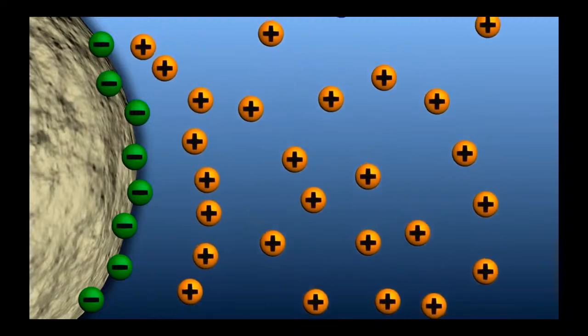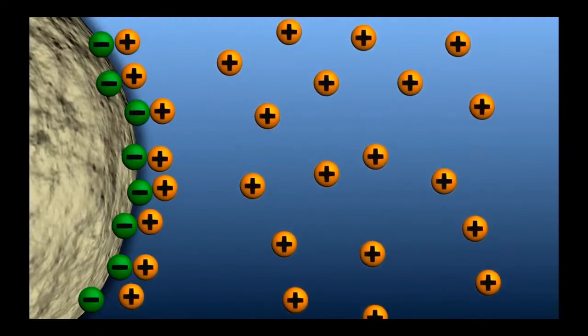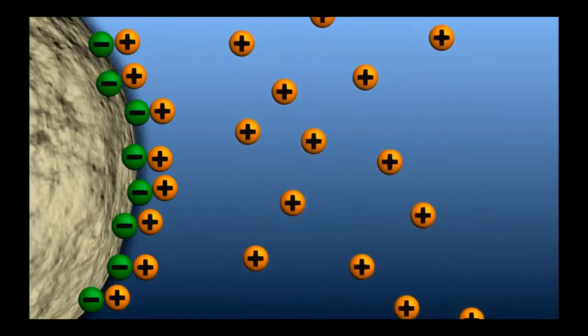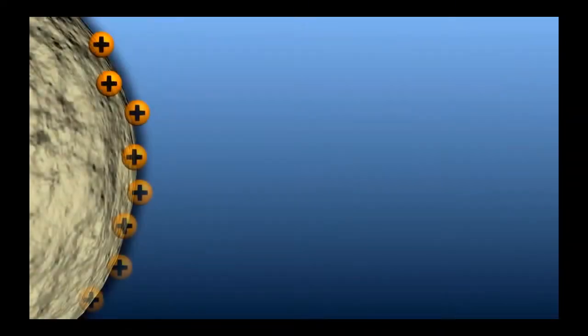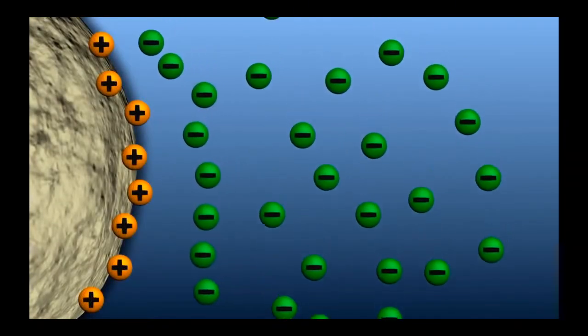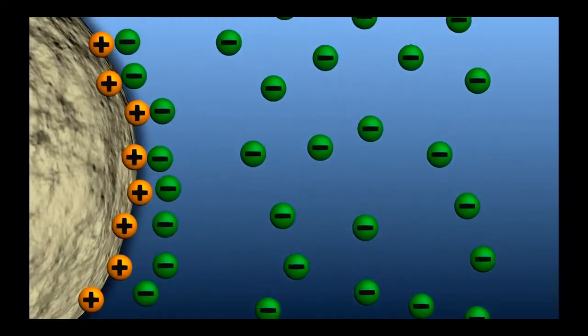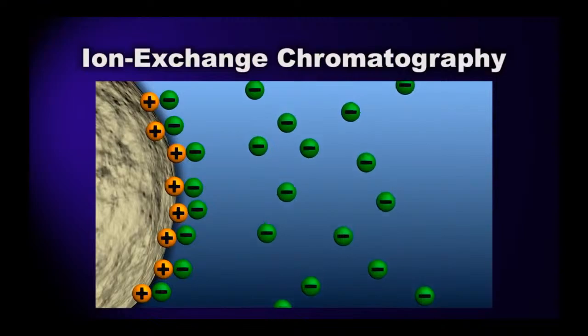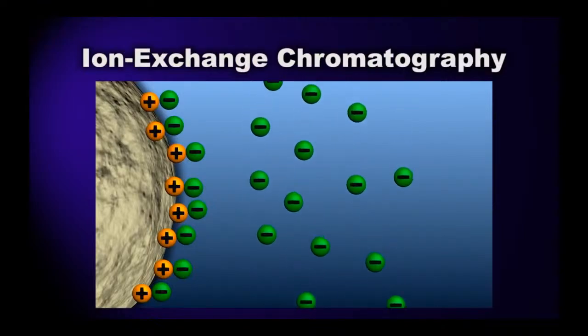In the case of charge, opposites attract, so a negatively charged chromatography bead will attract and bind to positively charged components in the process stream. Likewise, a positively charged bead will bind negatively charged components in the process stream. This charge-based chromatography is called ion exchange chromatography.